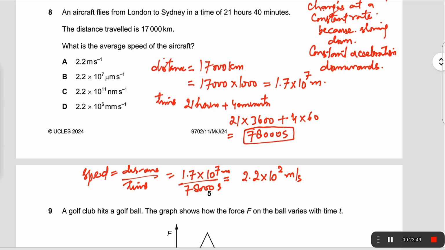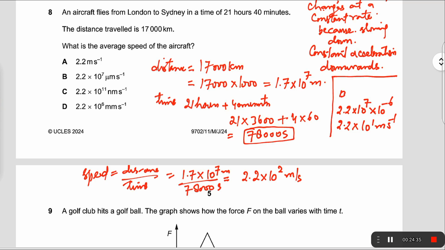Now you check, there are 4 options. Which option is correct? The first option is 2.2 meters per second. No, there is 10 raised to the power 2, so this one is not correct. Next, 2.2 multiplied by 10 raised to the power 7 micrometers per second. I will convert this; we will check B option first, then C, and then D. Micro means 10 raised to the power minus 6, so it is 2.2 multiplied by 10 raised to the power 1 meter per second. No, this is not correct.